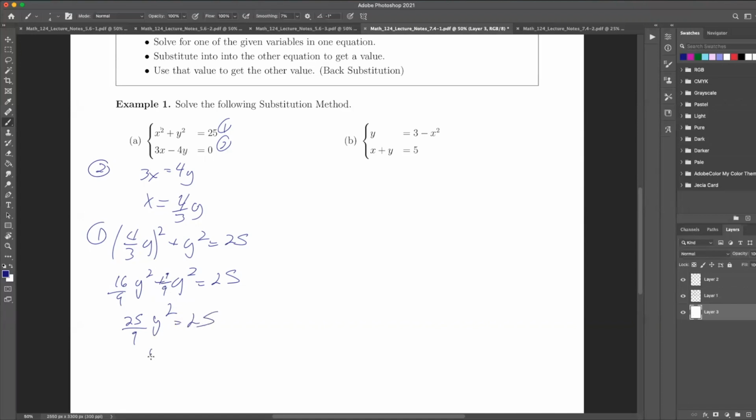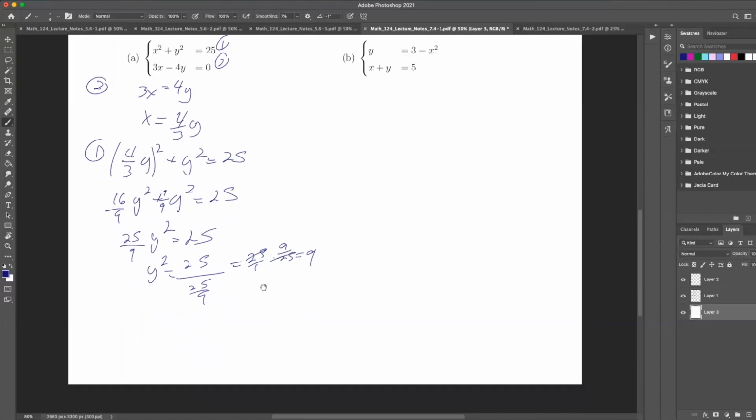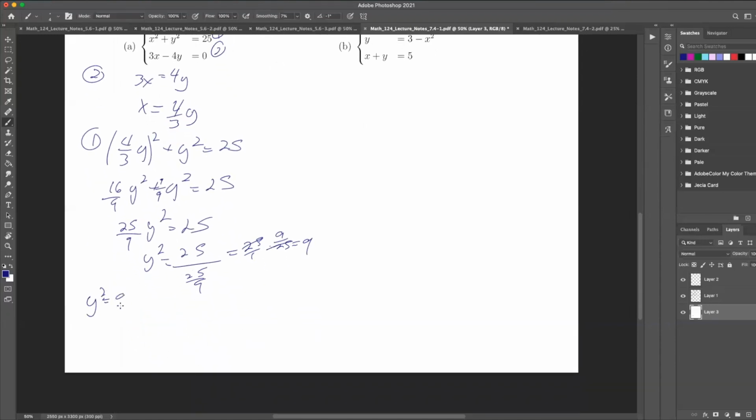And then here, if I do this, I get y squared equals 25 over 25/9. So this is the same as just 9. Remember, just flip and multiply. In fact, let me not skip that step. So this is the same thing as 25 over 1 times 9 over 25. Remember, dividing is the same as flip and multiply. These two cancel out, and I get 9. So here, continuing on, I have y squared equals 9, which means y equals plus or minus the square root of 9, which is plus or minus 3.